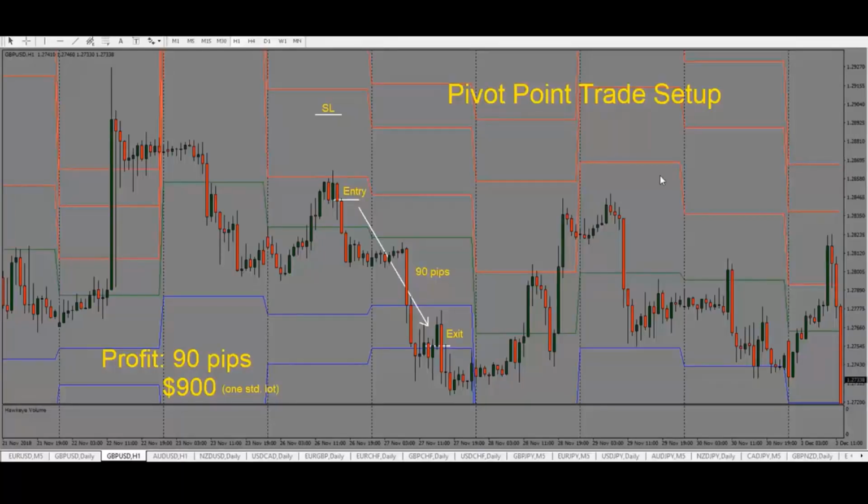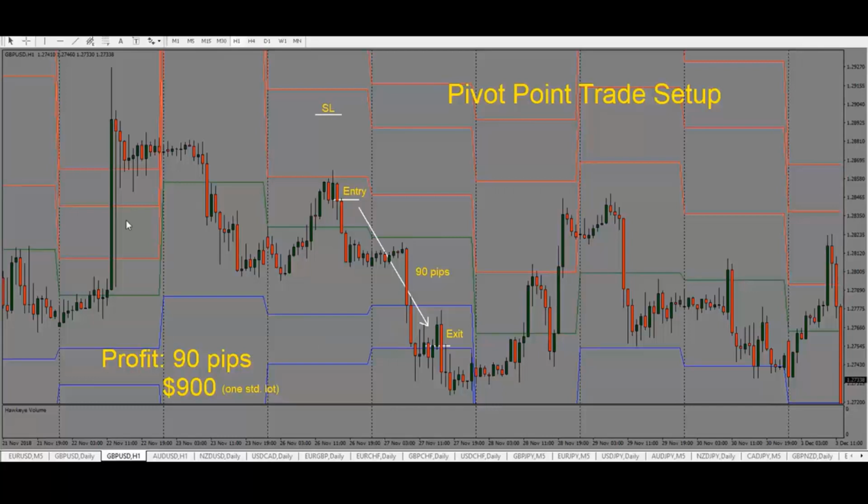We're looking at a pivot point trade setup here. This is pound US dollar 1 hour chart. A pivot point trade setup is when price reacts to a pivot point. So here on the chart, I have daily pivot points. So we have the daily pivot in the middle, then we have R1, R2, R3 up top, and S1, S2, and then S3 will be below that. So these are the pivot point levels that I am looking for the price to react at.